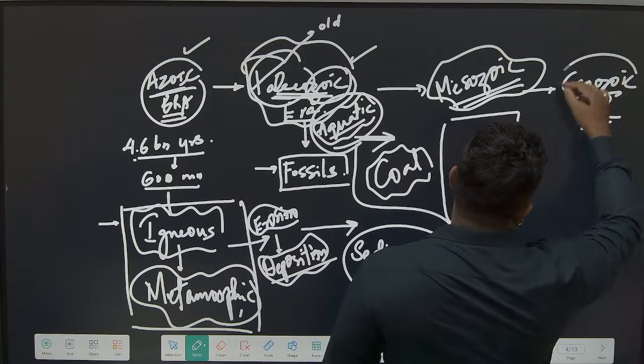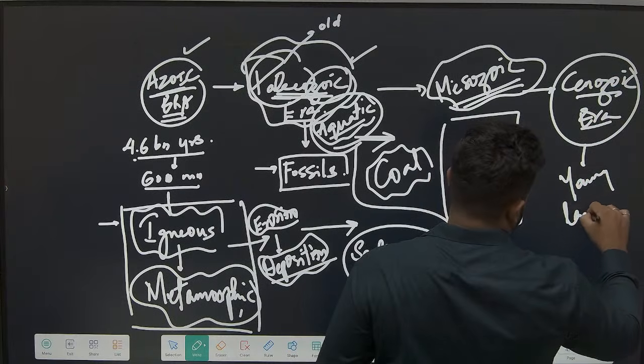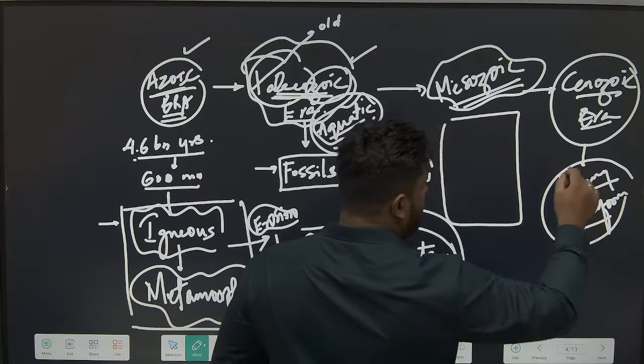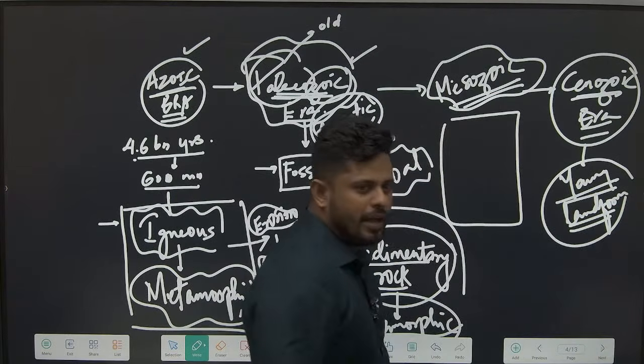Cenozoic era, what happens in the Cenozoic era? You get young landforms, right? Usually the Himalayas, as I have told you, developed in the Cenozoic era. Is there any kind of mountain building activity in Karnataka?